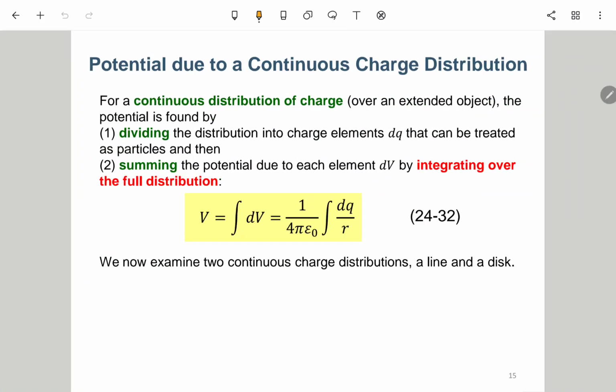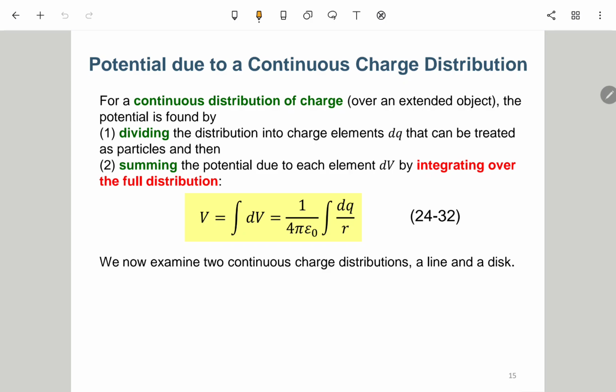Okay, so next we talk about the potential due to a continuous charge distribution, just like what we do for the E field. If you have a continuous charge distribution, we need to separate it into many small parts and apply the equation for every small part individually, and then finally add them together.